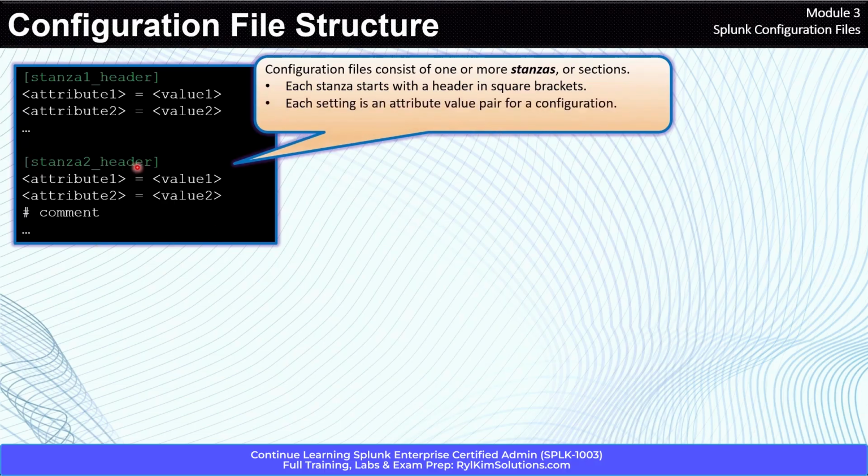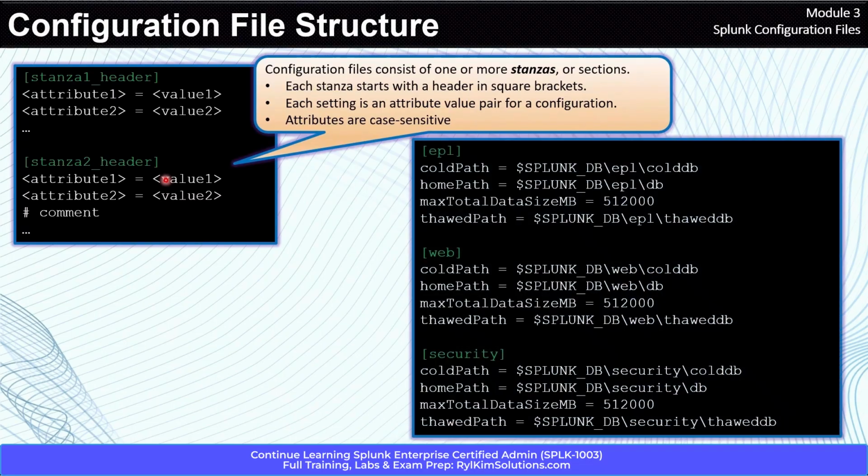And those headers are typically followed by configuration settings. You are going to have configuration settings in attribute-value pairs. So you're going to have attribute 1 equals value 1, attribute 2 equals value 2, and so on and so forth. And one of the things that you have to know is that these attributes are case sensitive. Now, this is high level. In order to completely understand it, let's look at an example of a configuration file.